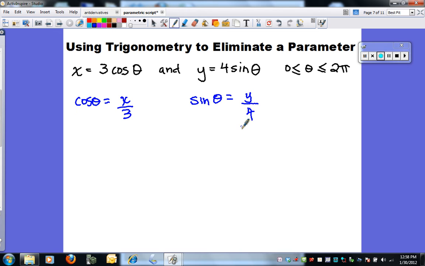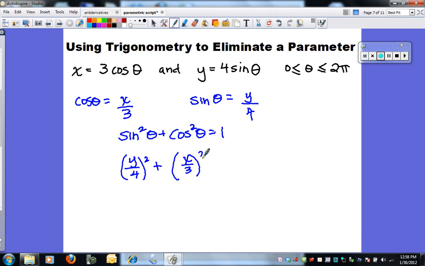And now we're going to make use of an identity to form an equation involving only x and y. So what identity do you think we're going to use with sine and cosine? Well, if you guessed the Pythagorean identity, you would be correctamundo. So instead of sine, we're going to put this y over 4 squared plus x over 3 squared equal to 1.